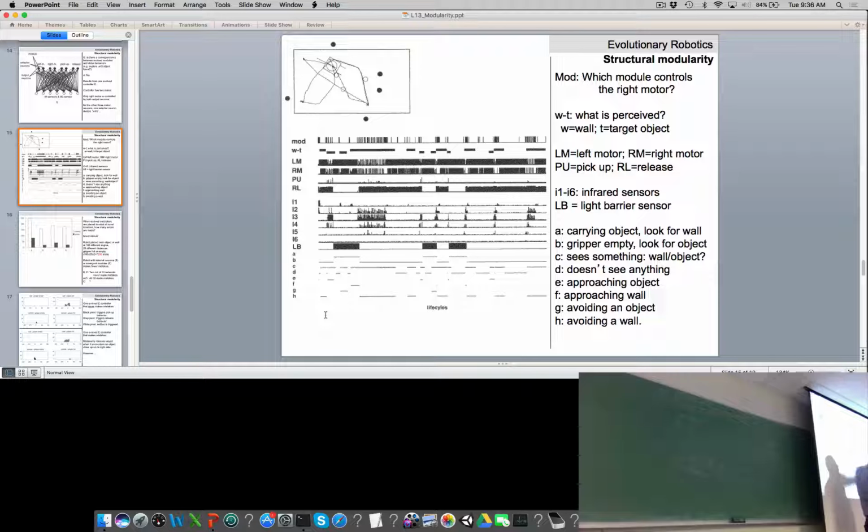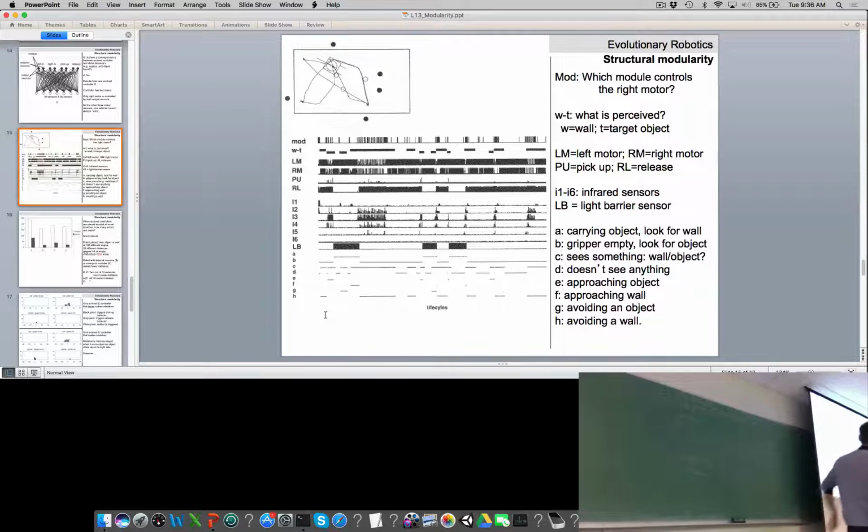Here's what the left motor is doing. So when there's a black bar here, that's the left motor spinning quickly. And when there's white in here, that's the left motor spinning slowly or not at all. Is there a correspondence here? Some. Kind of. This is already confusing now, right?